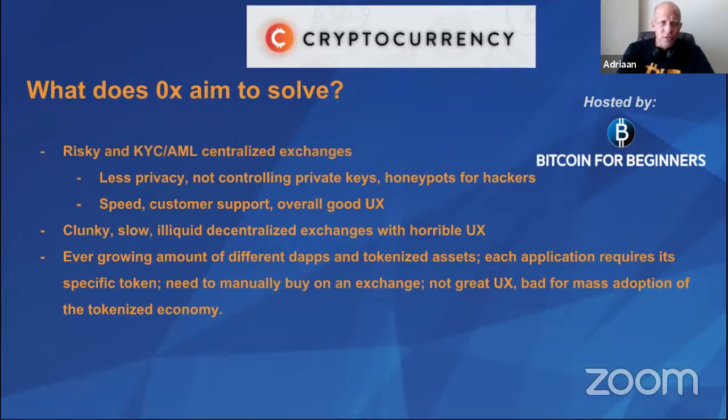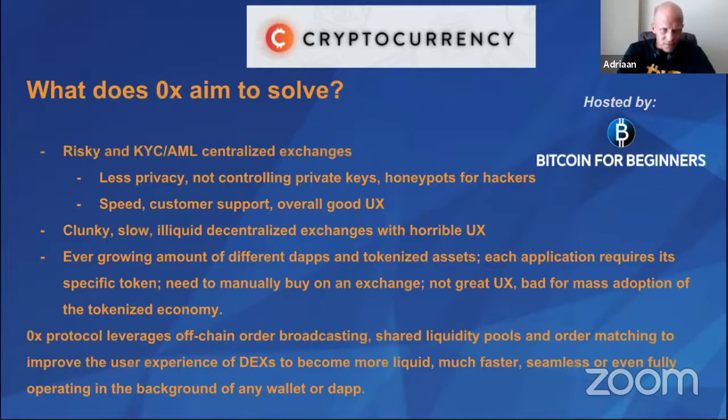Then we also have the ever-growing amount of different dApps and tokenized assets, and each application requires its specific token. They all need to be manually bought on an exchange if you want to use them on the dApp, which is also not great for user experience and bad for mass adoption of the tokenized economy, because for every different dApp you need a different token, which you then need to manually buy somewhere on an exchange before you can use the dApp.